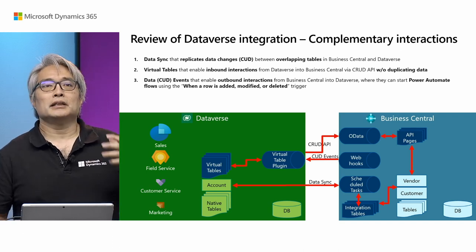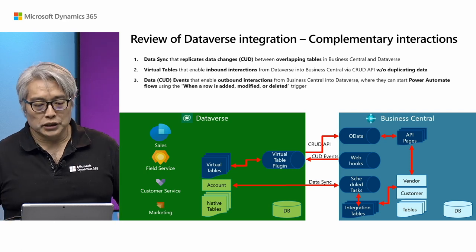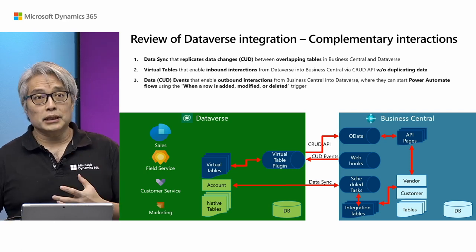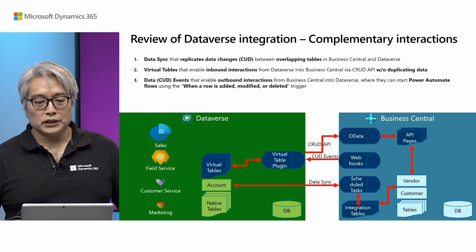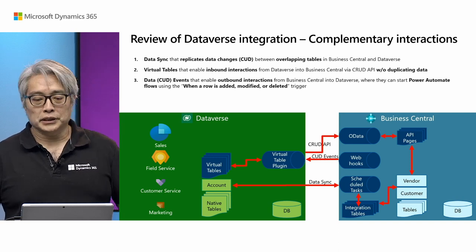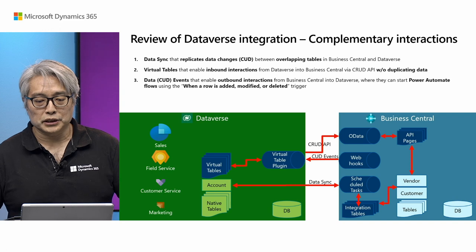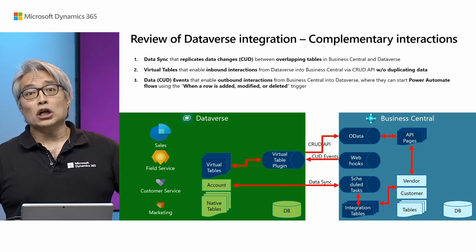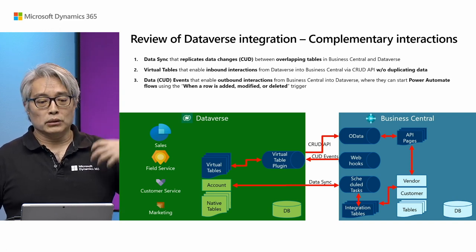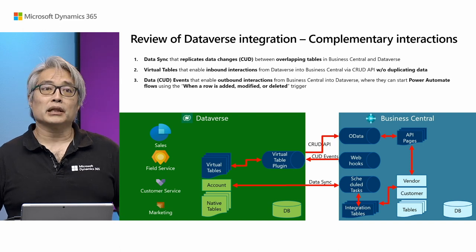The third interaction is data cut events. This enables the reverse direction, which is the outbound interaction from Business Central to notify other Dataverse apps that there are some changes in Business Central, some data changes. For example, it can actually start a Power Automate flow using the when a row is added, modified, or deleted trigger.